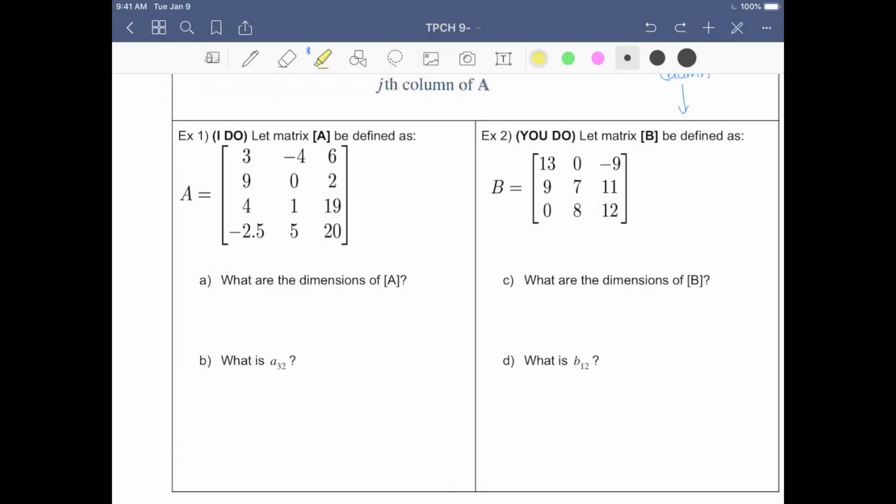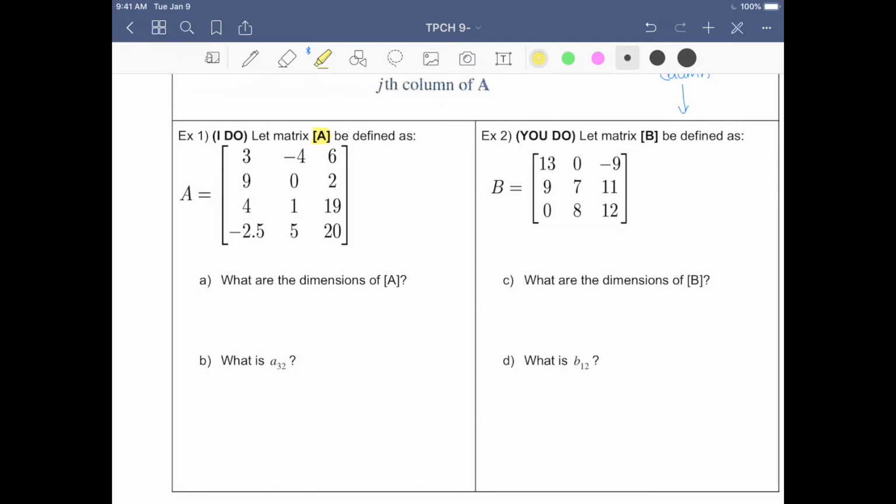Example 1. Let matrix A be defined as the following. By the way, this notation right here is useful because when I handwrite, I would use square brackets to let you know that I'm talking about a matrix. So just like vectors can be bold or you could draw the half arrow on top, a matrix should be bold as well, or you can do square brackets around it.